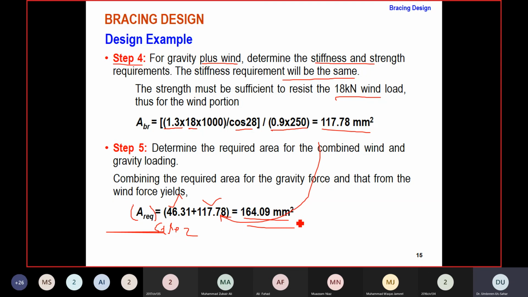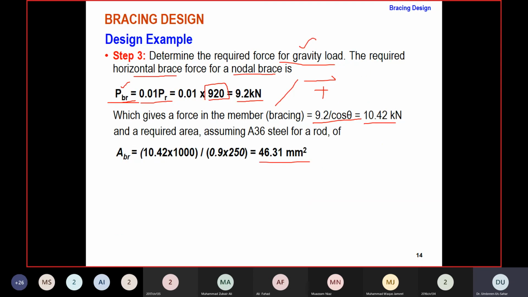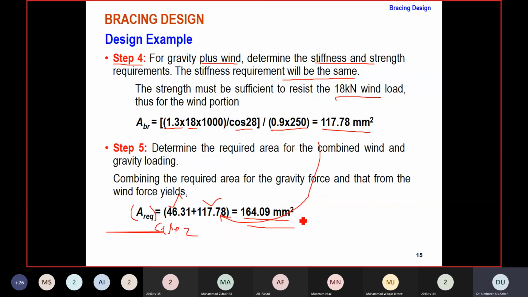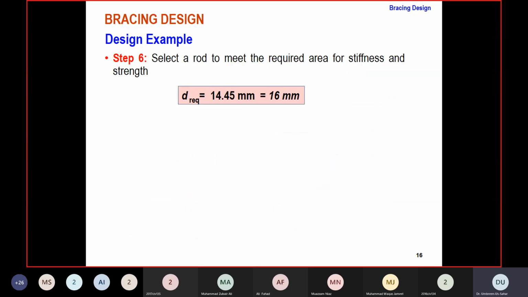164.09 will be the final, because last time we calculated 133.74. So out of these two, depending upon stiffness and strength, the larger one is going to be selected. This will be 164.09. So corresponding to 164.09, you can calculate the diameter and round it up to the maximum size. If it is a channel section, then you can go to the channel section tables, and from there you can select. If it is an angle section, then the lighter section you can select, and you can go for the required area. Okay, so this is it for your bracing system.